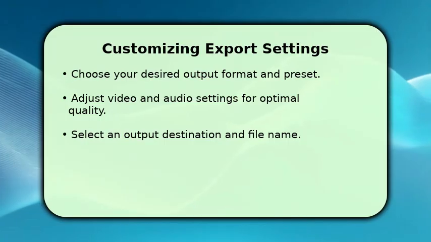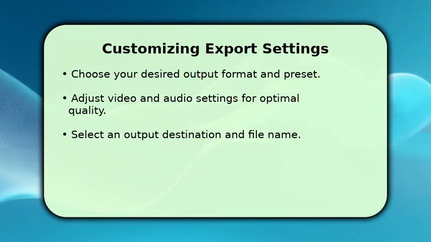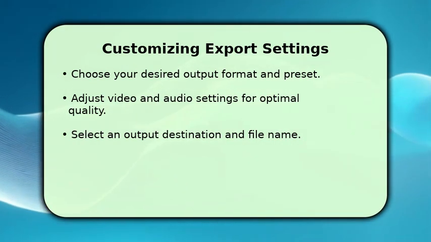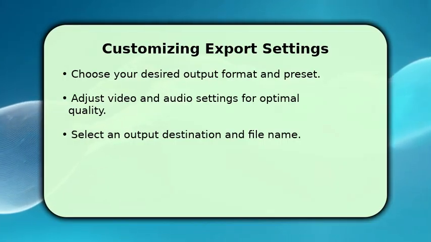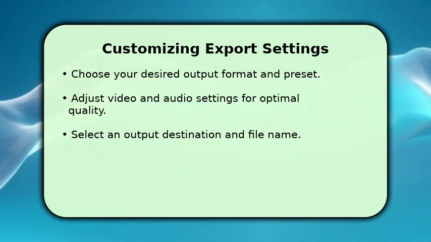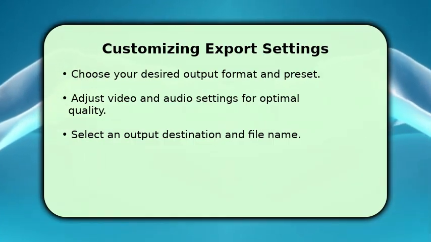Once your sequence is in the Media Encoder queue, click on the preset name to open the Export Settings dialog. Here, you can select your desired format, such as H.264 for web video, and choose from various presets like YouTube 1080p Full HD. You can also fine-tune advanced settings like bitrate, frame rate, and audio quality. Finally, specify where your exported file will be saved and give it a clear name before proceeding.